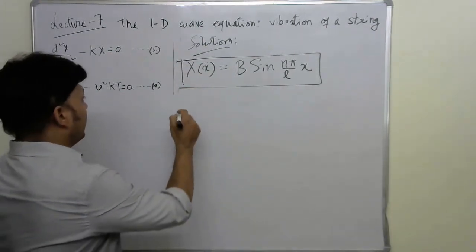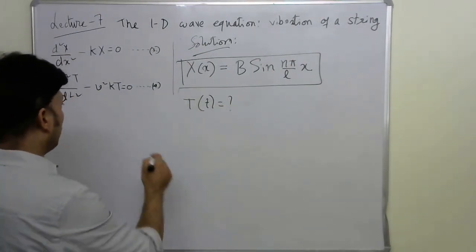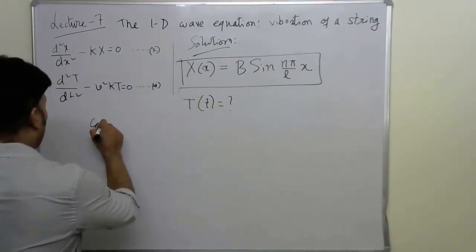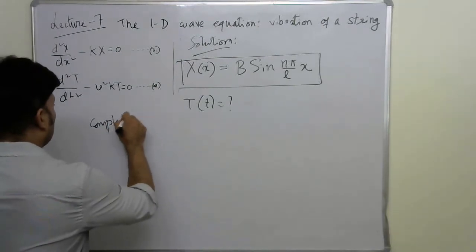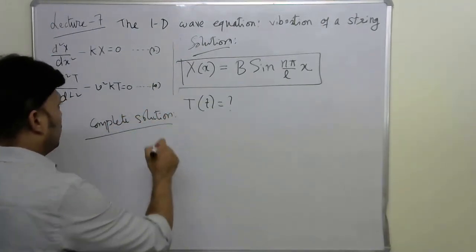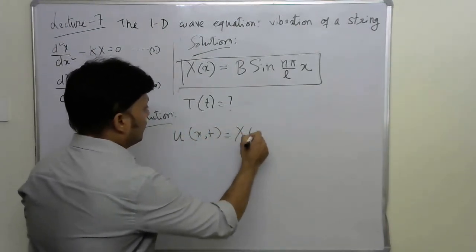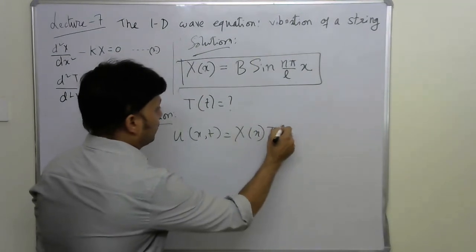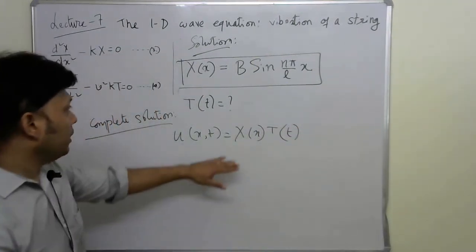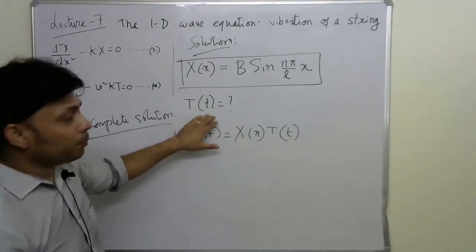So we still have to find out the solution for t, and only then do we get our complete solution, that is u of x, t is equal to this multiplied by this. Alright, so next we have to find out the solution for the time part t.